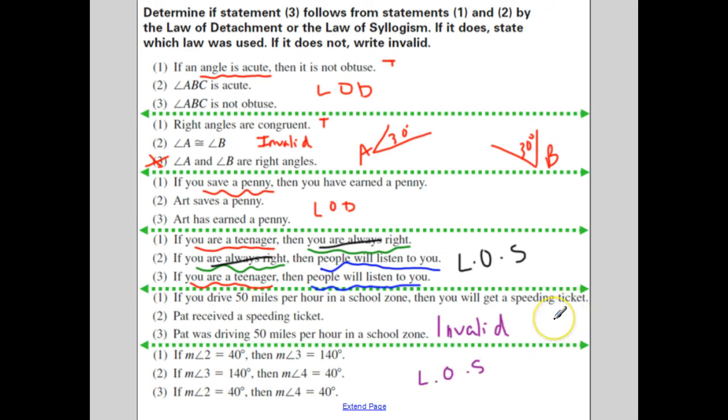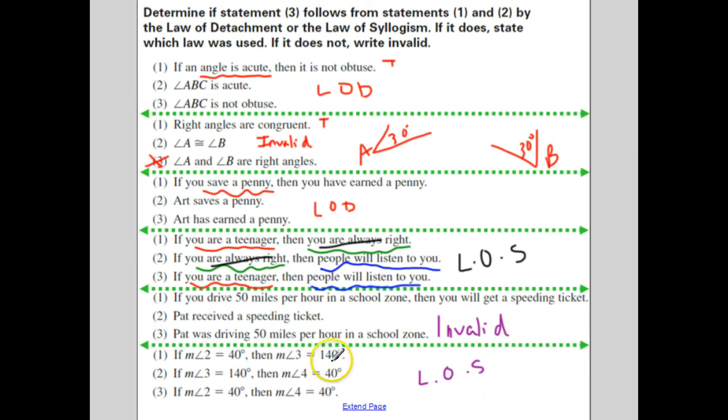The one about Pat and the speeding ticket, hopefully you decided that it's invalid, because it does say if you drive 50 miles per hour in a school zone, then you'll get a speeding ticket. All you know is that Pat got a speeding ticket, but that doesn't mean that he drove 50 miles per hour in a school zone. He could have gotten a speeding ticket anywhere else, okay? So it's not enough information, and this is an invalid statement.